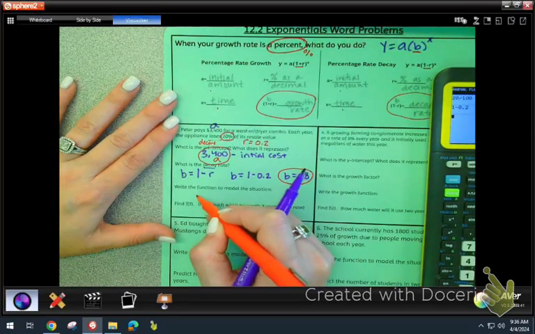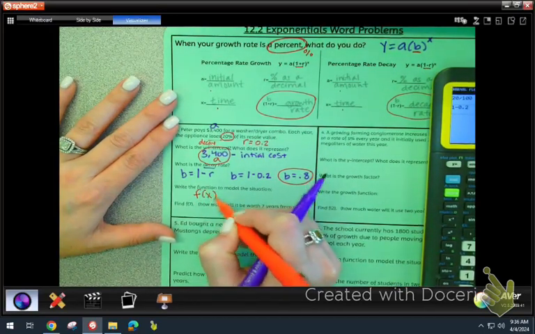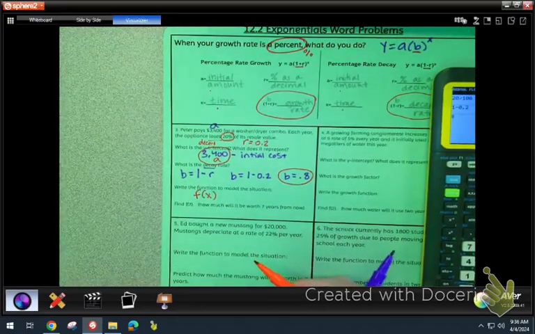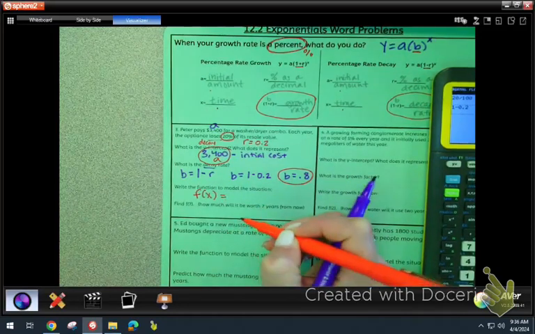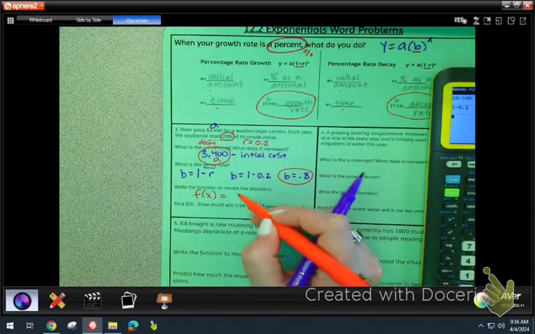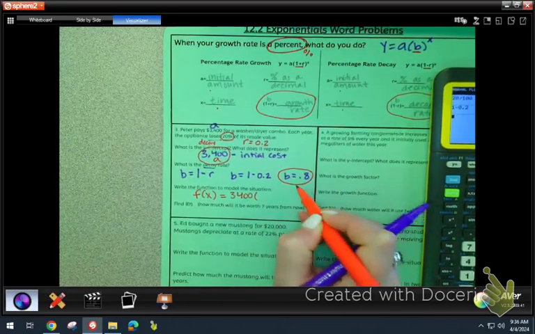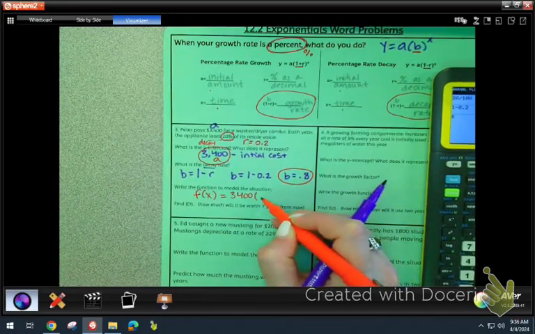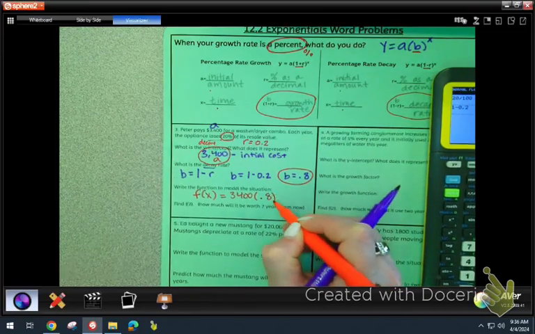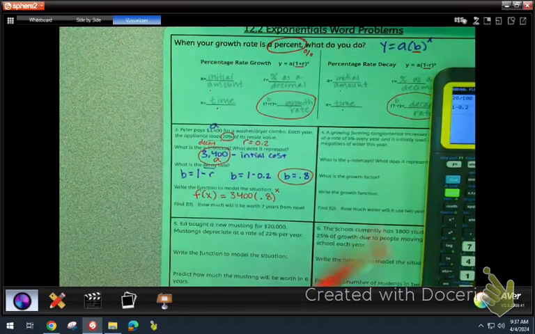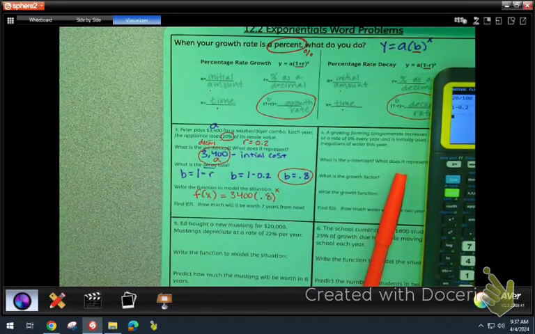What would your function be? Let's use f of x this time, just for fun. Just fancy. It's the same thing as y, right? F of x equals, what's going to be my first number? 3,400. What's my B value? 0.8. What's my exponent? X. So there's your function. So you just have to be careful. Your B value just needs a little bit more work if it's a percentage problem.